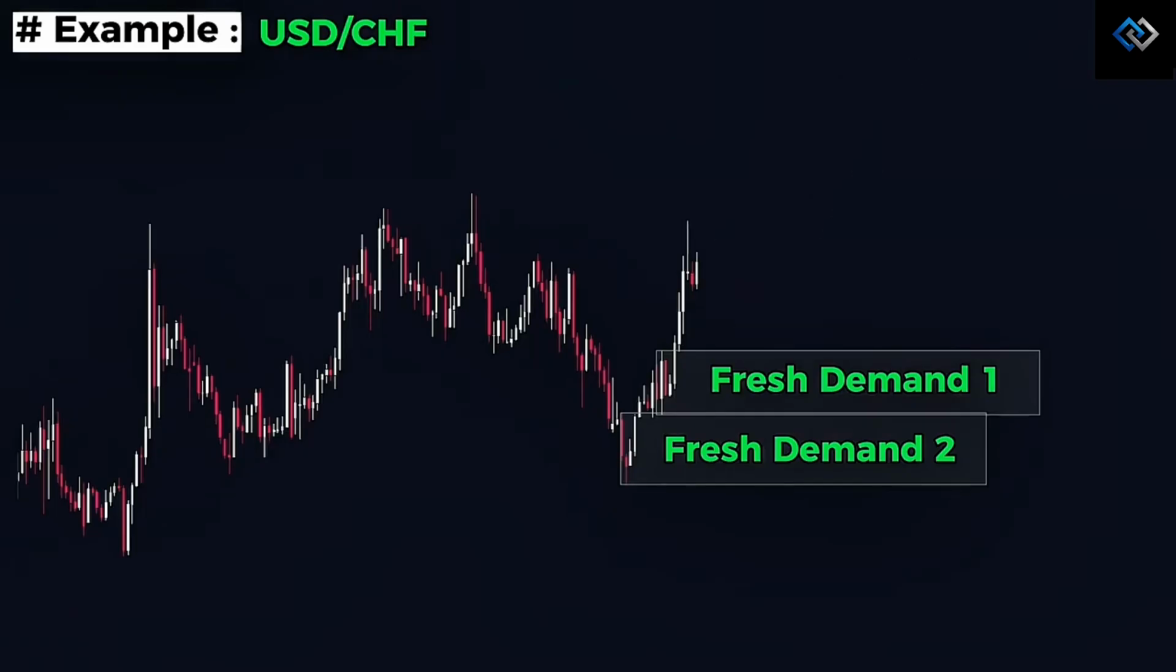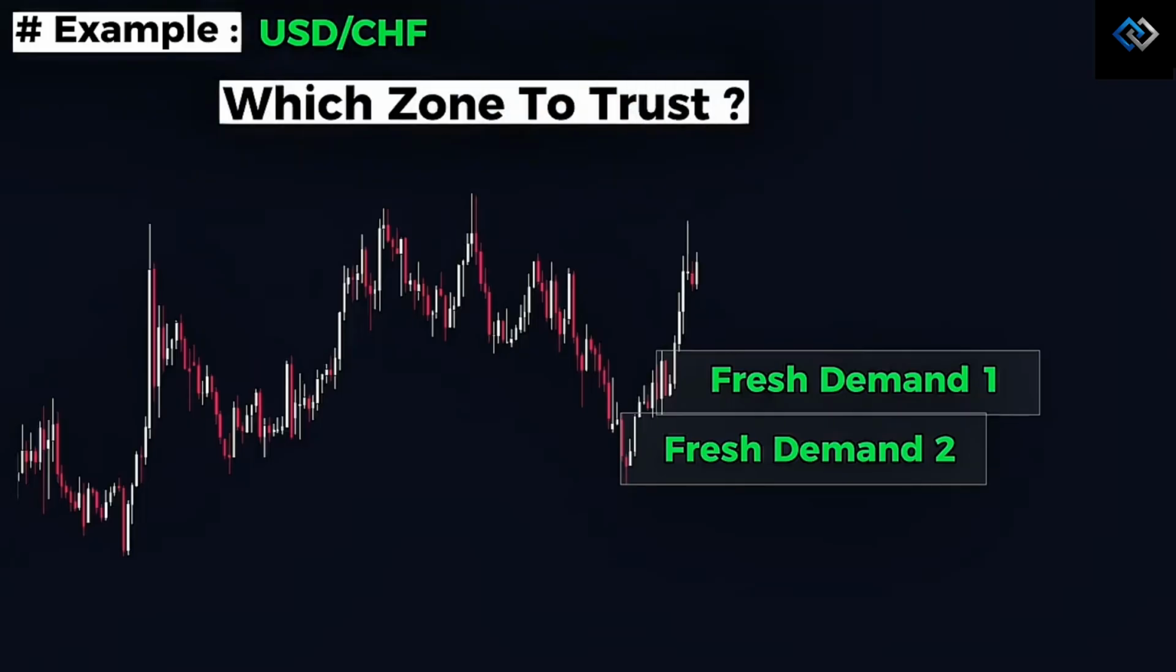Now that we've identified 2 potential demand zones, one higher and one lower, we need to decide which of them provides the better buying opportunity. It's important to note that both zones contain imbalances, which means price could easily be drawn to either area. The question then becomes, how do we know which zone to trust? This is where the inducement theory we discussed earlier comes into play.